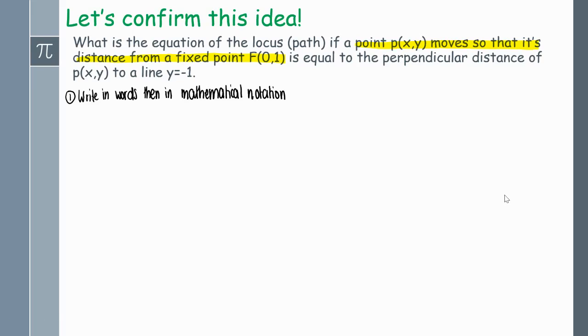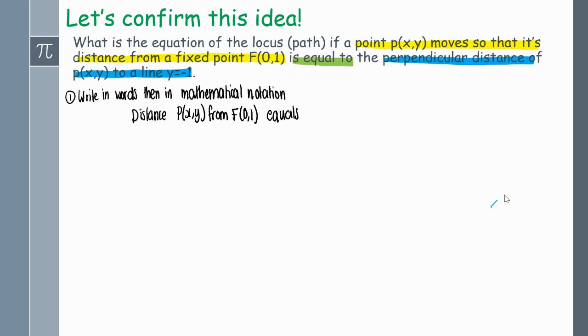Let's break it up. A point P moves so that its distance from a fixed point F. I can just simplify this first in words. So the distance of P(x, y) from F(0, 1) is equal to, so I can just say that this distance equals, and lastly, I have the perpendicular distance of the point to a line y equals -1.